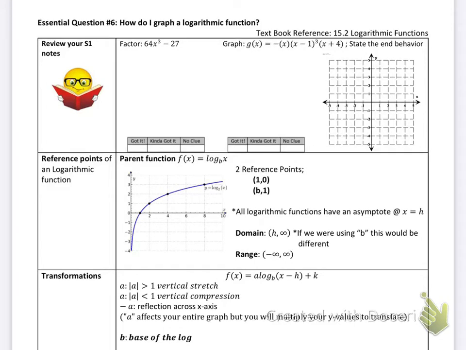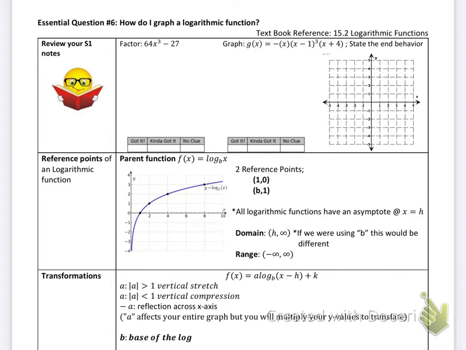Hey guys, so today we're going to be learning about how to graph a logarithmic function. But before we go in to graph a logarithmic function, we're going to be looking at some review. So I hope you remember how to factor and how to graph a polynomial, but that's what I'm going to have you guys go ahead and do first.